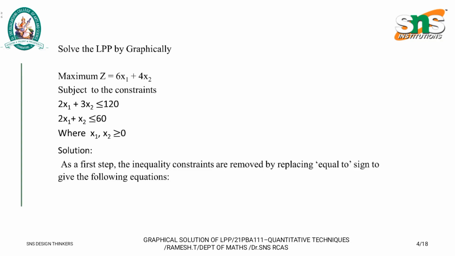Now we consider the following example. Solve the following linear programming problem graphically. Maximize z equals 6x1 plus 4x2, subject to the constraints 2x1 plus 3x2 less than or equal to 120, 2x1 plus x2 less than or equal to 60, where x1, x2 are positive. First, we convert all the inequalities into equalities. Here the problem is maximization and the constraints are of less than or equal to type, therefore the solution region lies inside.